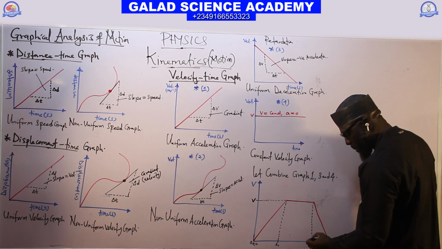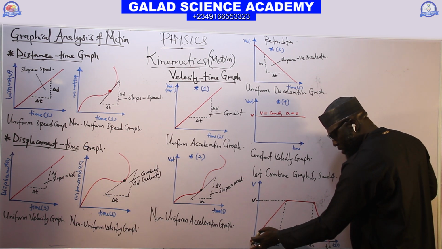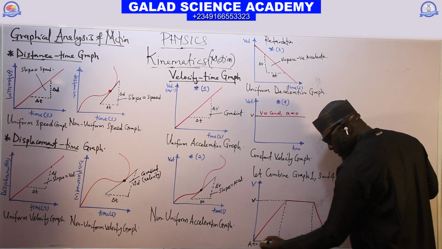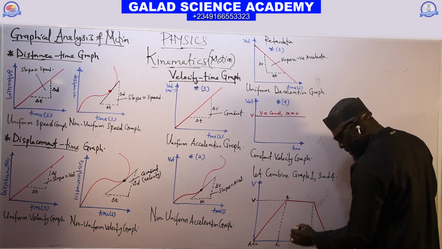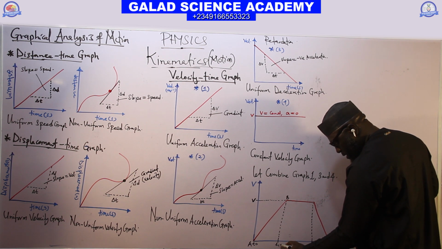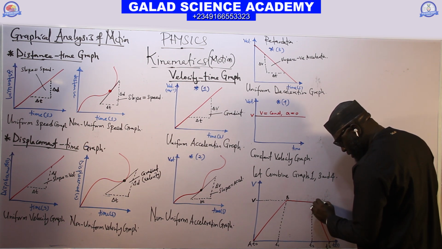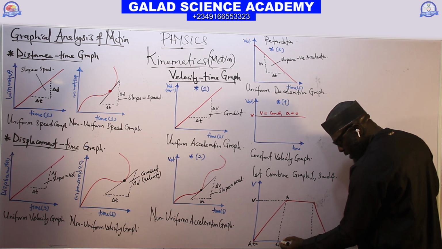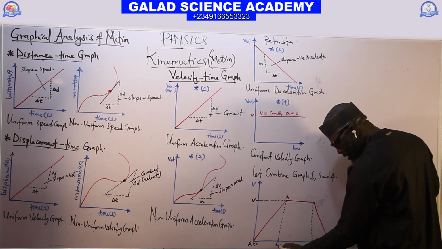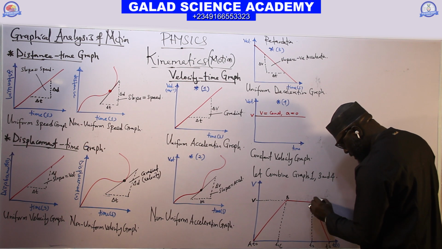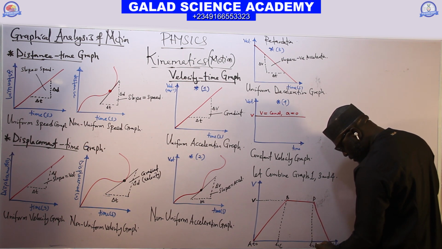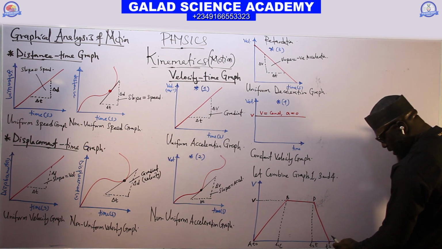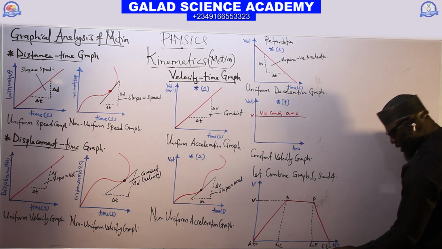Or if I like to, I can also call these places A, B, C, D. Here we have E. This place, let's call it F.